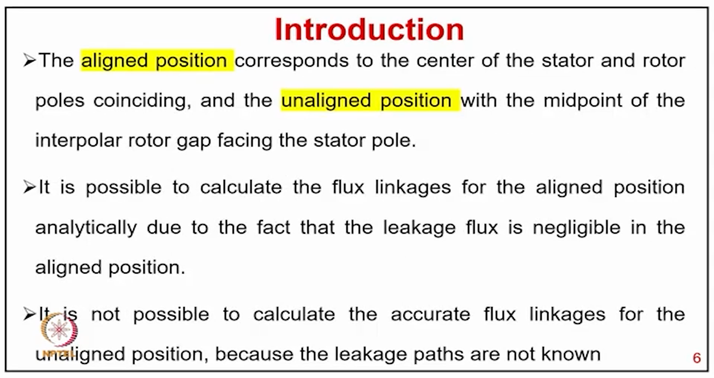In this reluctance motor, the aligned position corresponds to the center of the stator and rotor poles coinciding, and the unaligned position corresponds to the midpoint of the interpolar rotor gap facing the stator pole. It is possible to calculate the flux linkages for the aligned position analytically because the leakage flux is negligible there, and it is not possible to calculate the accurate flux linkage for the unaligned position because the leakage paths are not known, as well as the air gap is large.